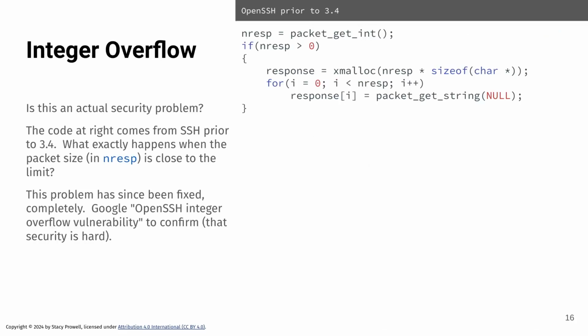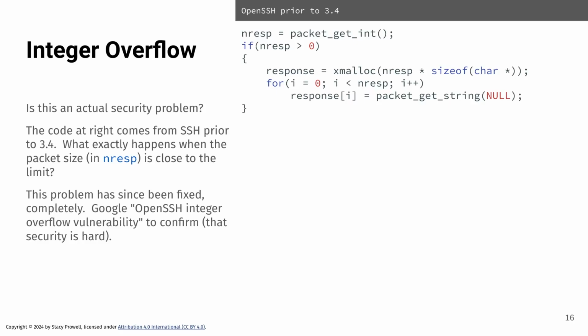So integer overflow can lead to some funny business, but is it a security problem? Is there anything wrong with integer overflow that might affect security? Well, maybe. The code on the right comes from SSH prior to version 3.4. And if we take a look at this, I'm not going to go into details of all that it does, and we don't really need to. You can see what's happening.